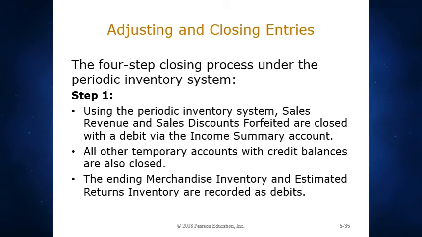So just a little bit more on those adjusting and closing entries. It's still a 4-step process under the periodic system. Step 1, though, like I said, is a little bit more complicated because we've got more accounts that we have to close down. So we close our sales revenue, our sales discounts forfeited, and then we close all the other temporary accounts with credit balances in that instance. And then the merchandise inventory and the estimated returns inventory are recorded as debit.